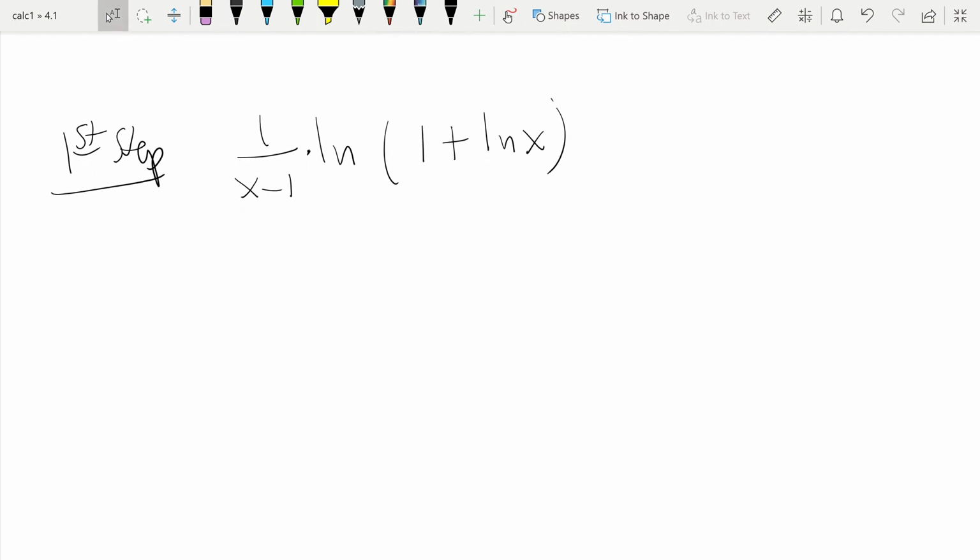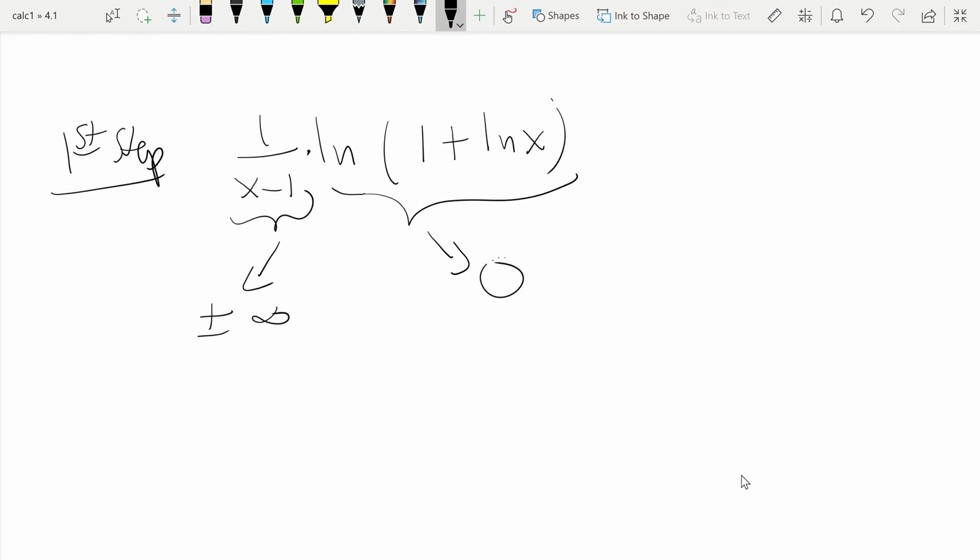Now, this quantity here is going to infinity, and this quantity here is going to 0, because 1 plus natural log of x is going to 1, and the natural log of 1 is 0. So this is going to 0, and this is going to either plus or minus infinity, depending on whether you're approaching 1 from the right or from the left. So again, this is in one of the L'Hopital's forms.